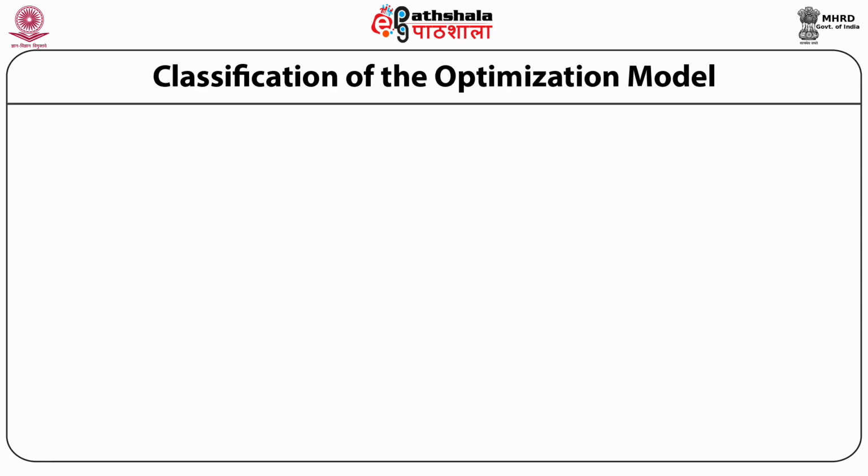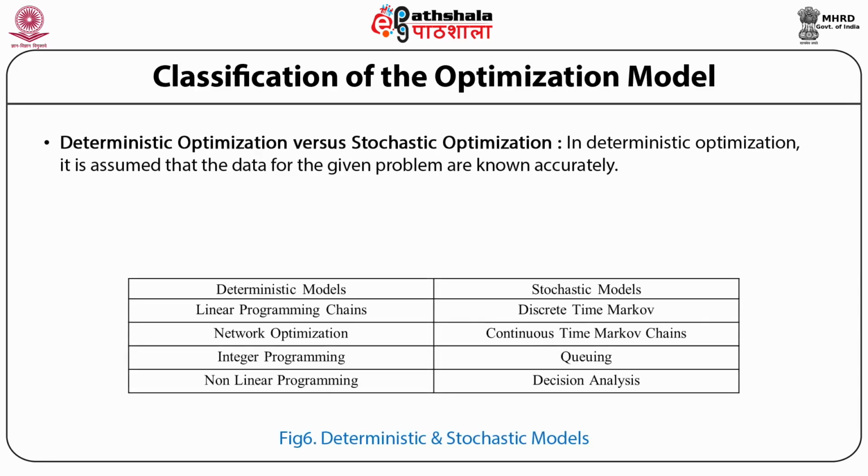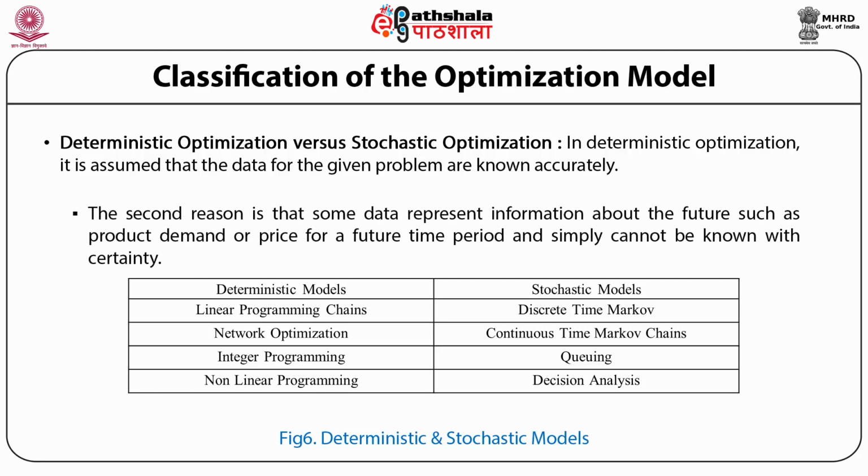The fourth classification refers to deterministic optimization versus stochastic optimization. In deterministic optimization, it is assumed that the data for a given problem are known accurately. However, for certain actual problems, the data cannot be known accurately for a variety of reasons, such as simple measurement error. The second reason is that some data represent information about the future, such as product demand or price for a future time period, and simply cannot be known with certainty.